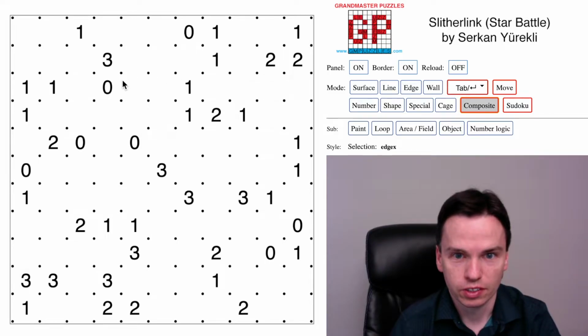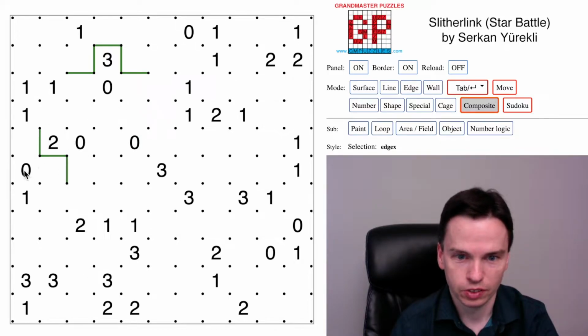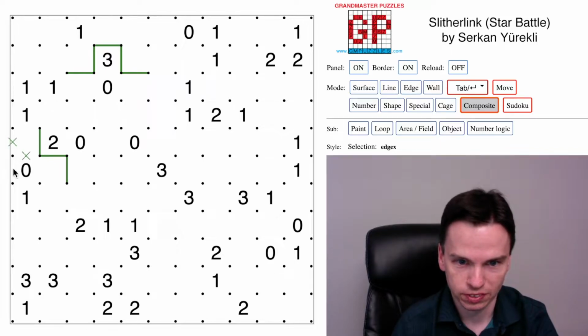So we're here to solve the Slitherlink star battle by Serkan. It's got some standard patterns that start, for instance, this 0, 3 next to each other, or even like this 0, 2, which has to have a diagonal cornering with another 0 on the right side of that 2. It only has one channel to come into the space.